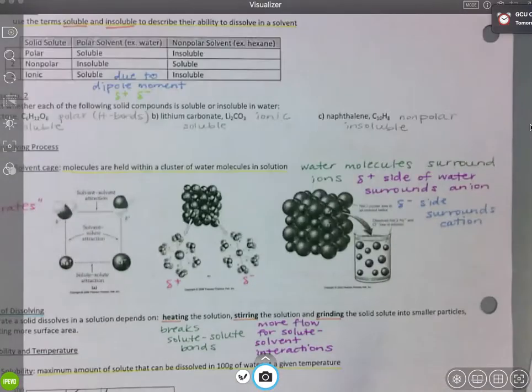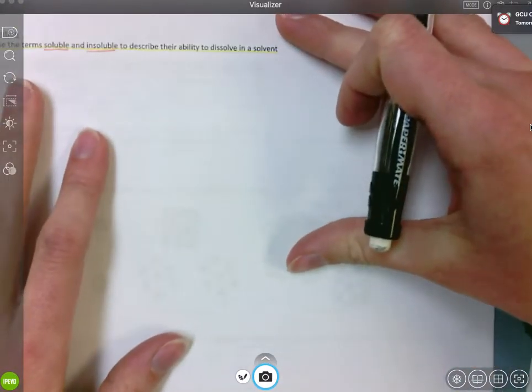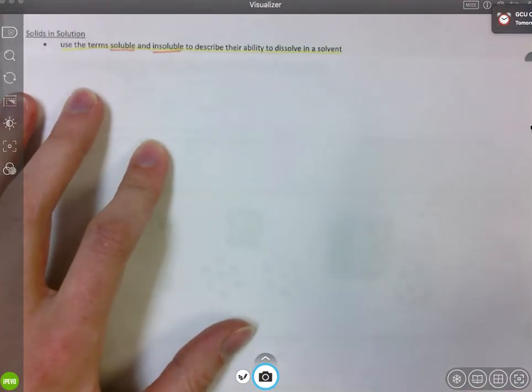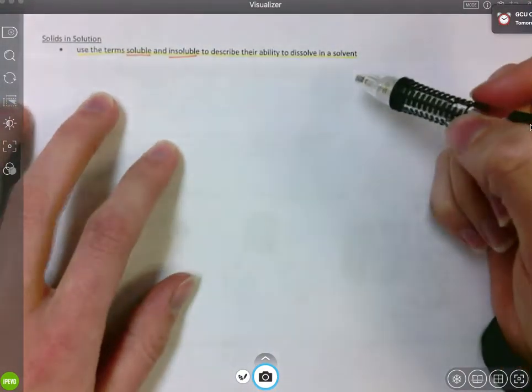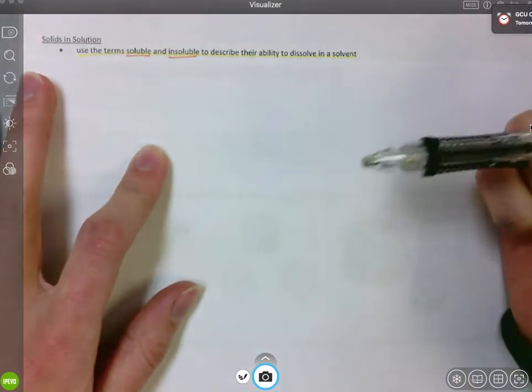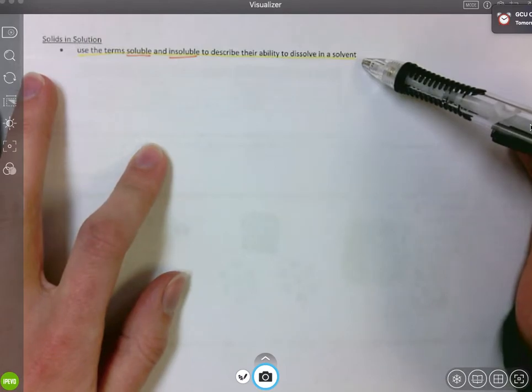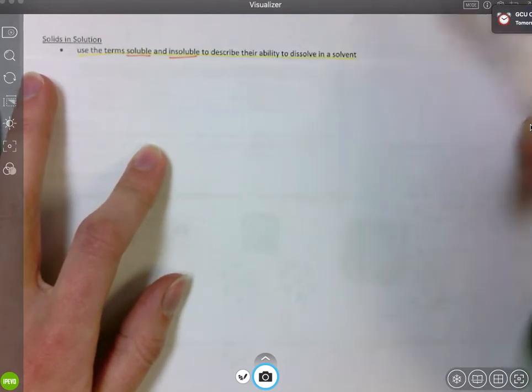All right, let's turn the page. Here we're talking about solids and solutions. With solids and solutions, we are using the terms soluble and insoluble. Is our solid going to dissolve? Is our solid not going to dissolve in our solvent? We're still following like dissolves like.